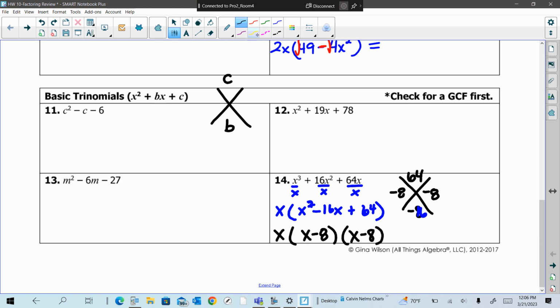But since these are the same factors here, I could just simplify that as x minus 8 parentheses squared. I have 2 factors of the same binomial and keep the x in the front. If you get to this step, I'll give you credit, but the final step is x, parentheses, x minus 8, squared.